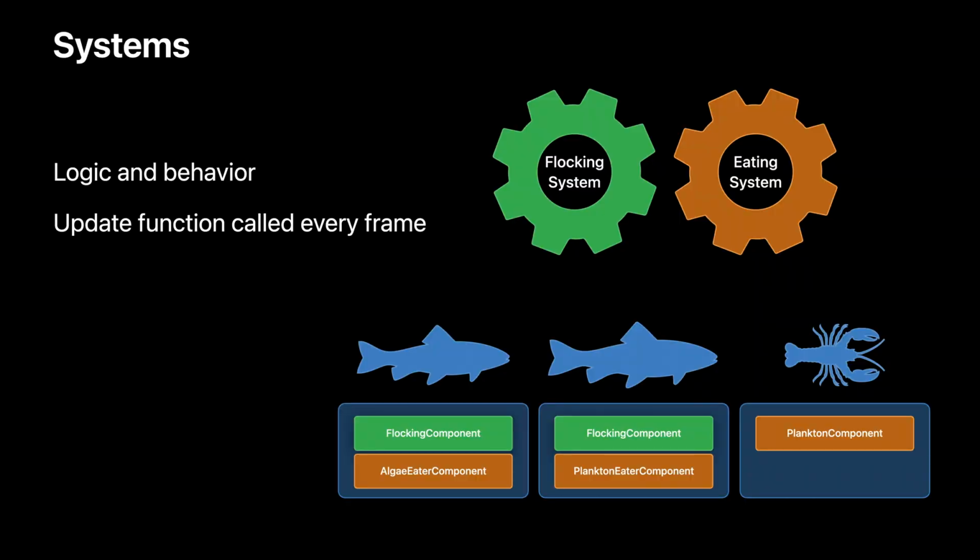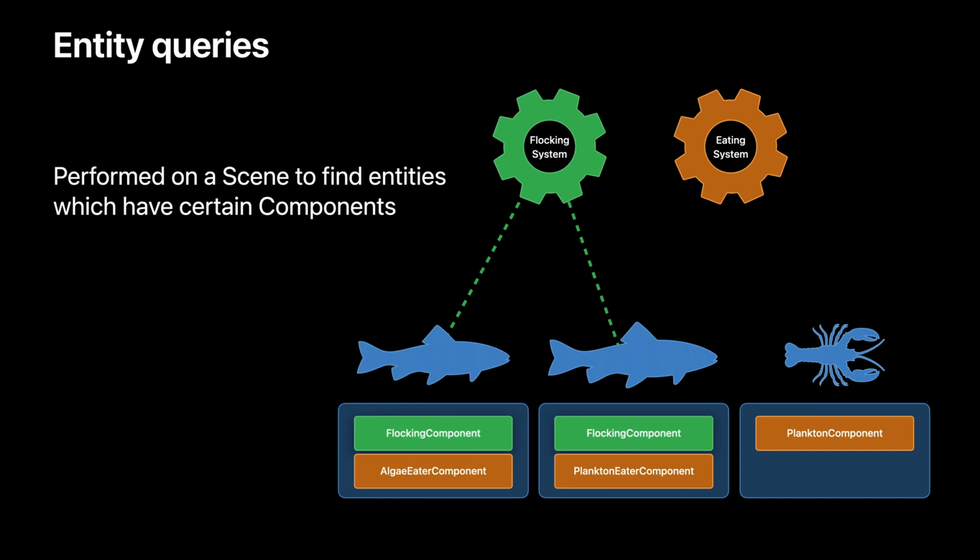But what's a performant way for the eating system to figure out which entities are hungry, which ones are the food, and which ones are neither? We don't want to have to traverse our entity graph and check each one's components. Instead, we perform an entity query. Let RealityKit do the bookkeeping for you.